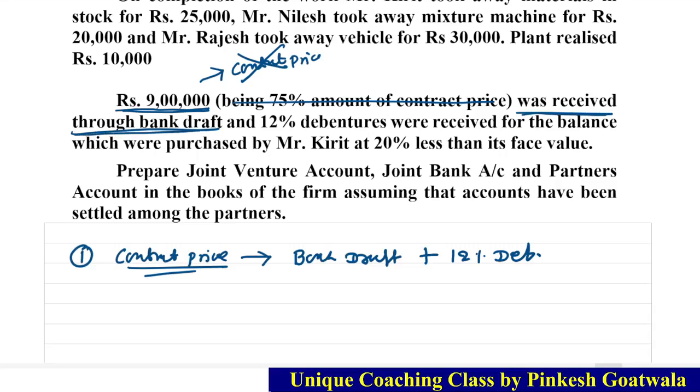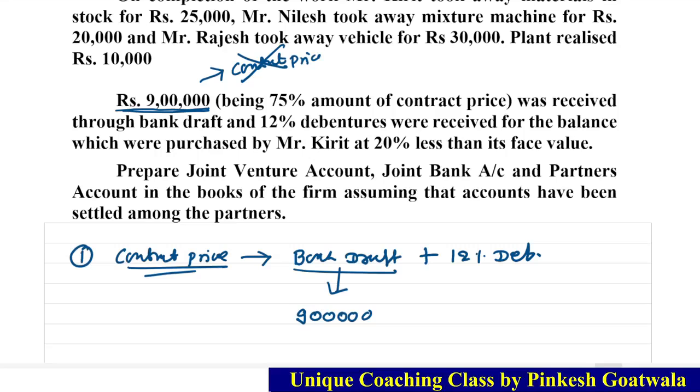So 9 lakh was received through bank draft, which indirectly means we got a bank draft of 9 lakh. So indirectly our bank draft is 9 lakh. Normally the mistake students make is that they think 9 lakh is the contract price, and that 75% is bank draft and 25% is debenture. They made a mistake like this. So first of all, the important part is that 9 lakh is not the contract price, it is the amount of bank draft. In this question they did not give the amount of debenture, and also did not give the amount of contract price, but instead they gave the amount of bank draft, right?